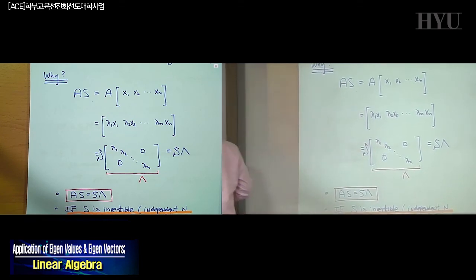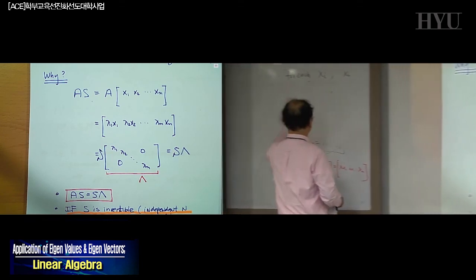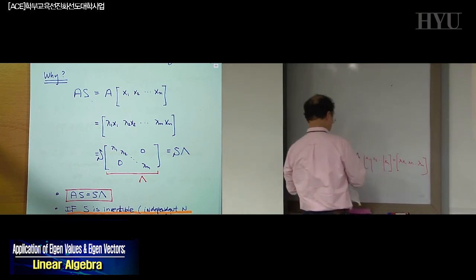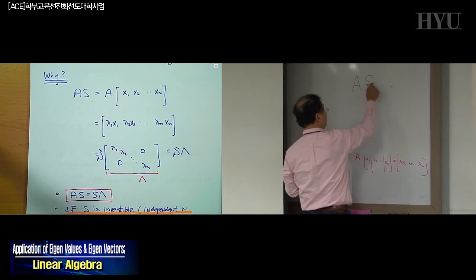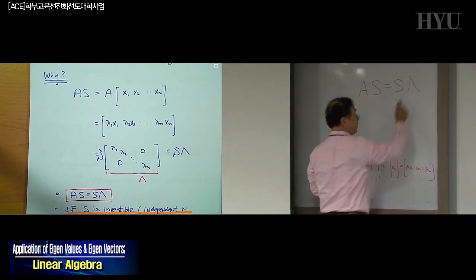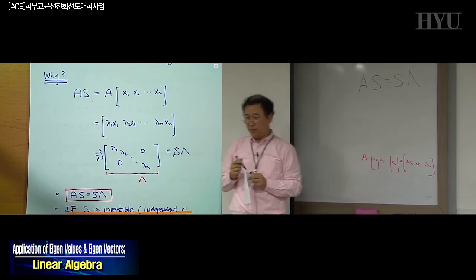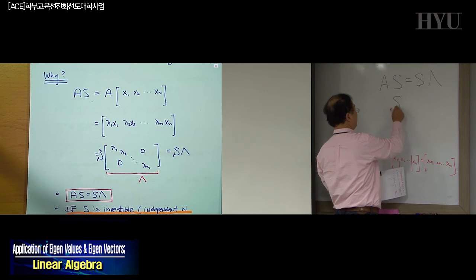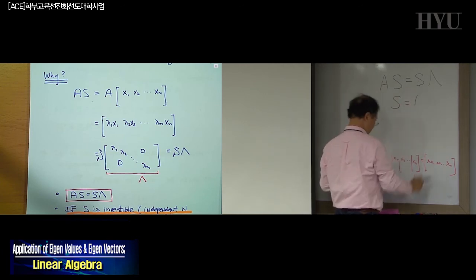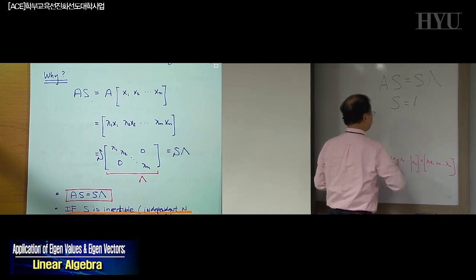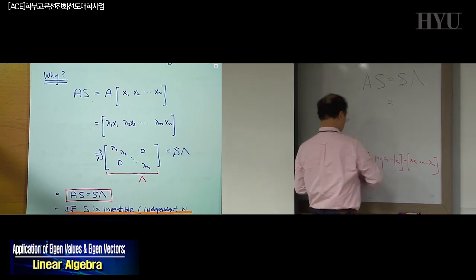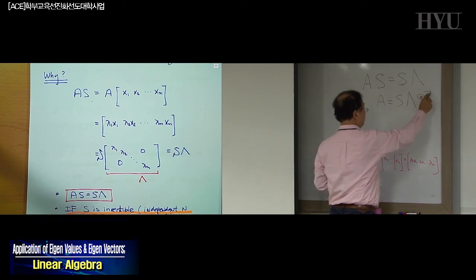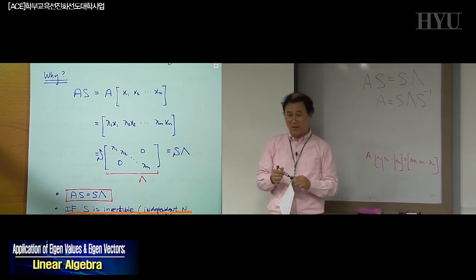So basically what it says is AS is S lambda, where lambda is a diagonal matrix, right? It means A is what? S lambda S inverse, if S inverse exists.